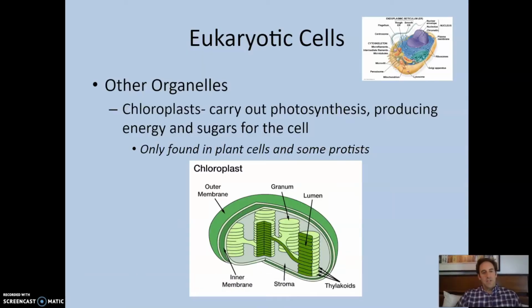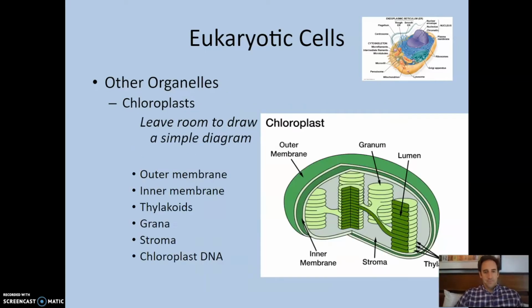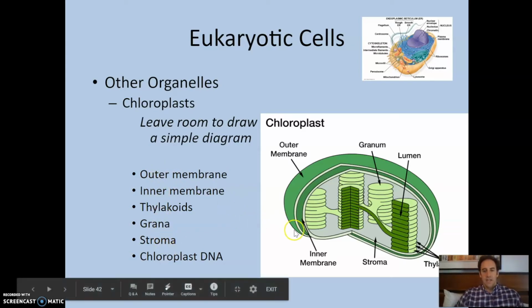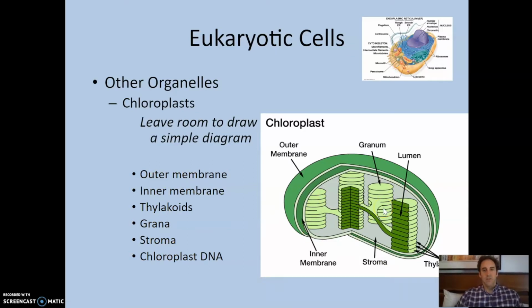The next structure is a chloroplast. Chloroplasts carry out photosynthesis, which produces both energy and sugars for the cell. These are only found in plant cells and some protists, so you don't actually have these. And so just like before, let's pause. We'll draw out a chloroplast and label all those different parts. And again, this all becomes really important in a later unit when we look at how photosynthesis works. So let's pause and do that.